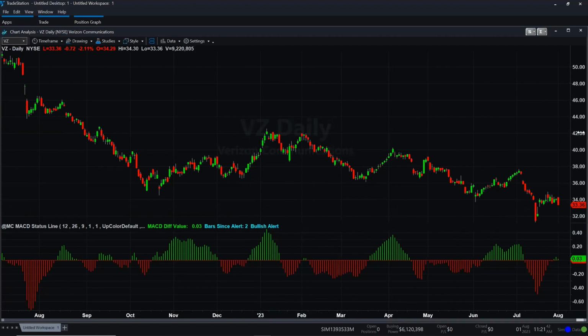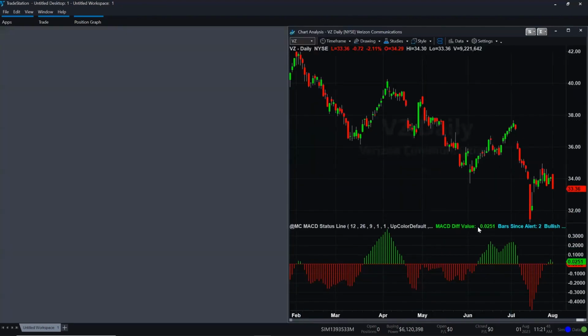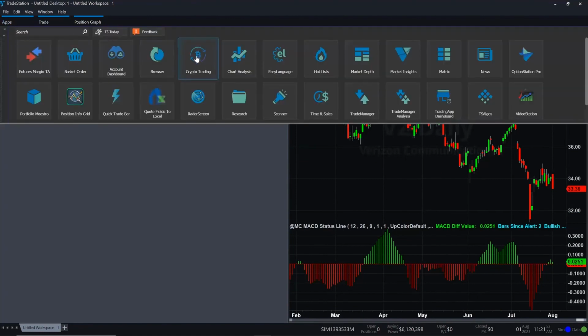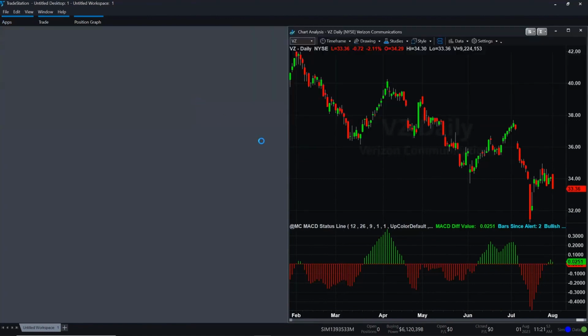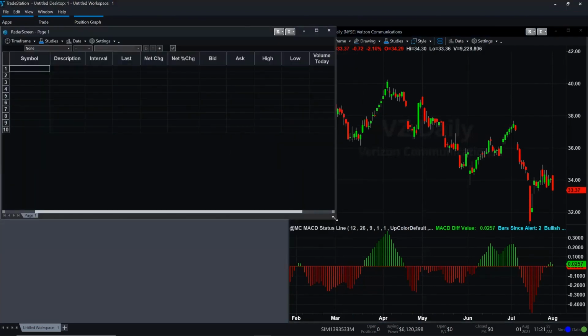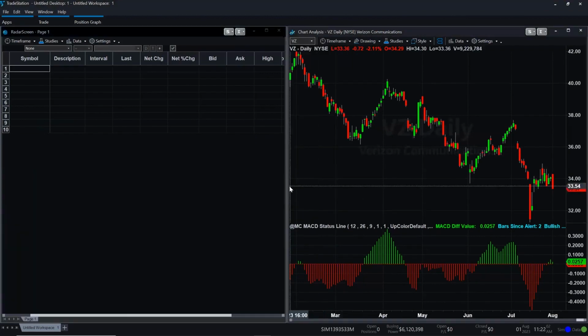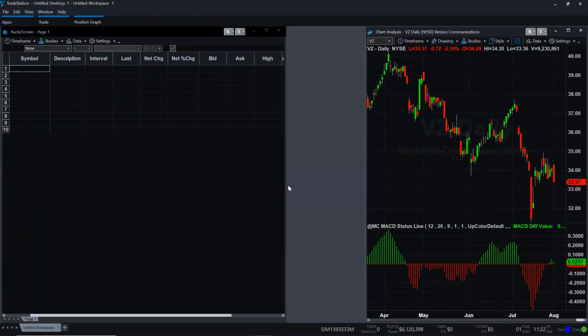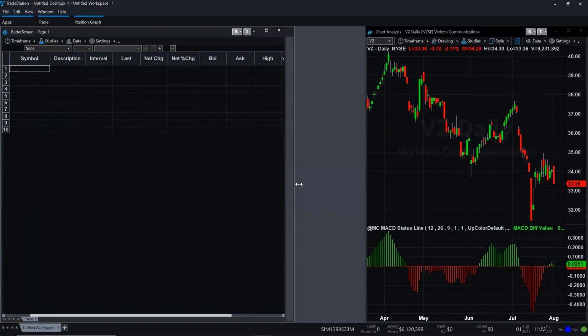In addition to this study, let me go ahead and resize this chart because I have what we call the radar screen study, or designed for radar screen. Let me show you the differences between the two. I'm going to go here and open up my radar screen. All right, let me go ahead and put it right here. I'm going to resize it, resize my chart, resize my radar screen.